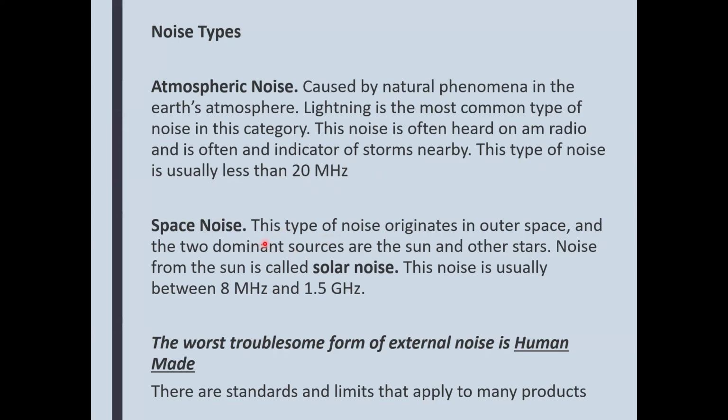Space noise. This type of noise originates in outer space, and the two dominant sources are the sun and other stars. Noise from the sun is called solar noise. This noise is usually between 8 megahertz and 1.5 gigahertz. Okay. The most troublesome external noise is human-made.